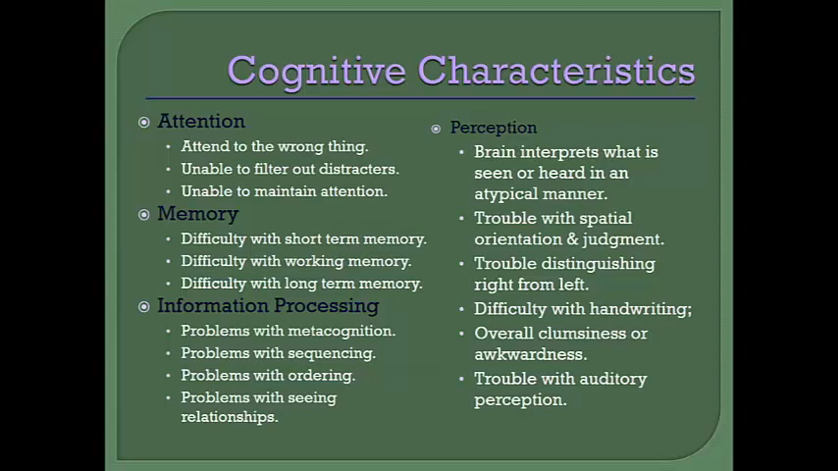Perception: the brain interprets what is seen or heard in an atypical manner. Trouble with spatial orientation and judgment. Trouble distinguishing right from left. Difficulty with handwriting. Overall clumsiness or awkwardness. Trouble with auditory perception.